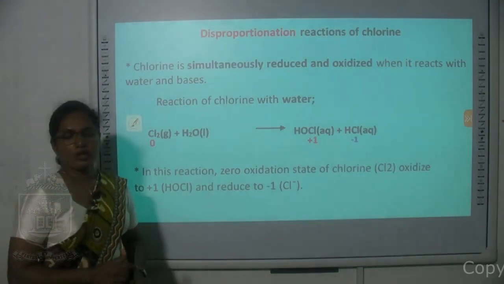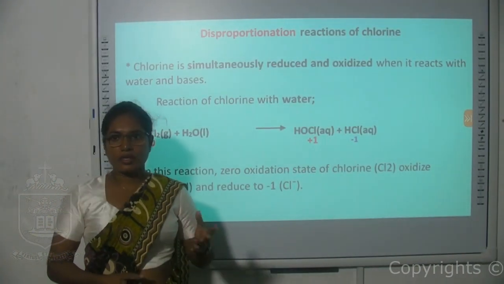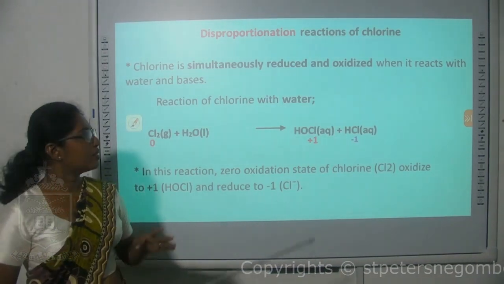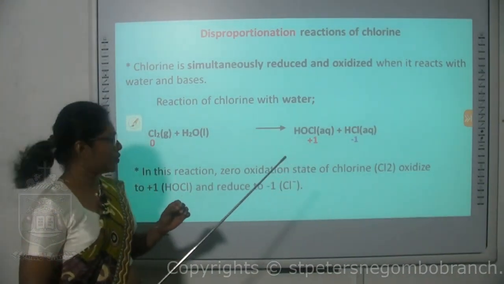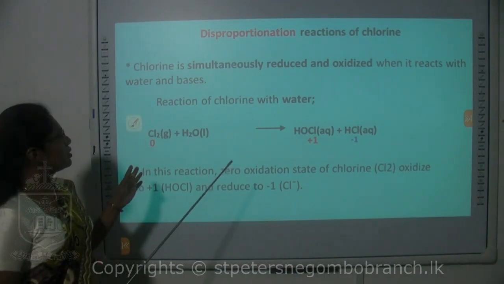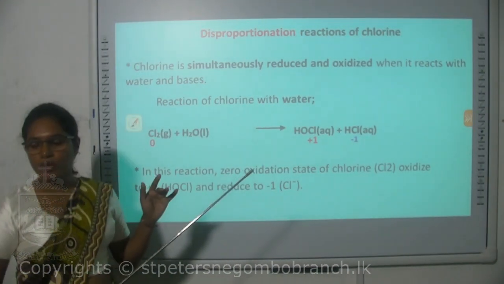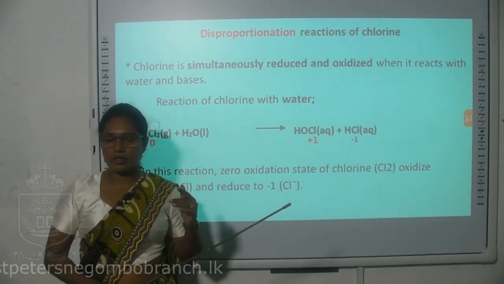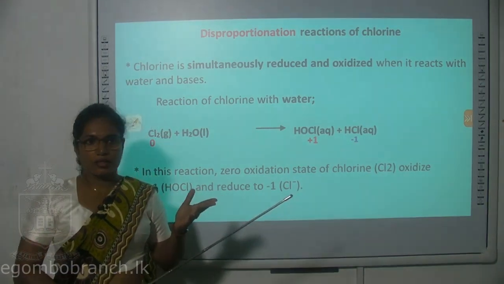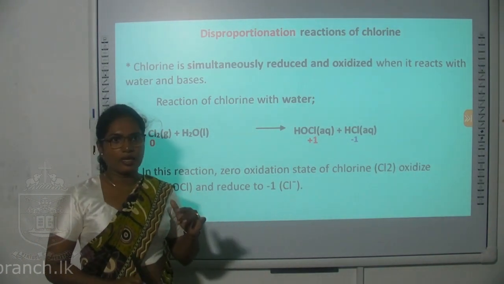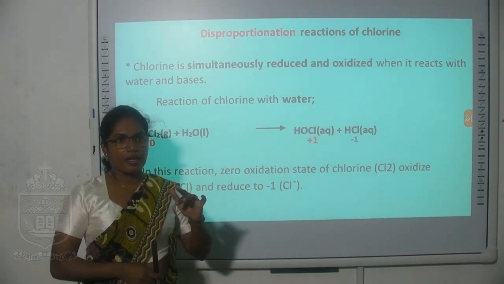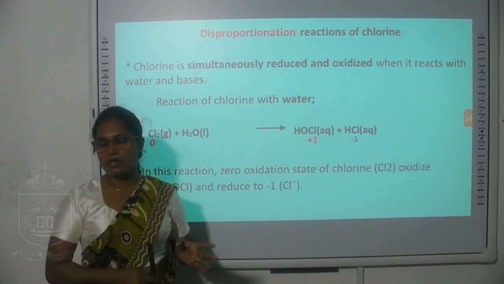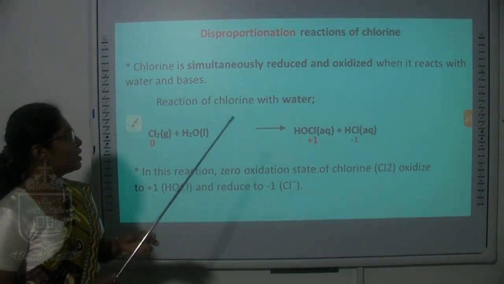As I told you, chlorine is an oxidizing agent and also a reducing agent. We can check that with this reaction. We have studied this before. You know what a disproportionation reaction is. That means when an element reacts as an oxidizing agent and as a reducing agent at the same time, we call that a disproportionation reaction.